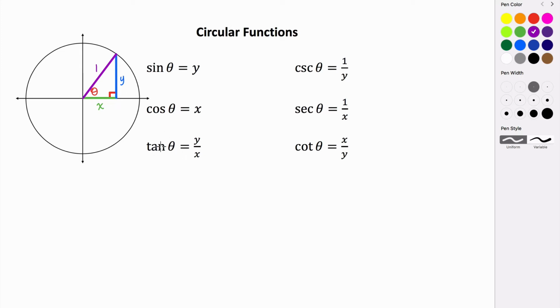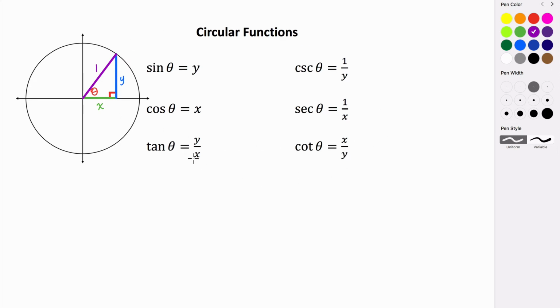We looked at and saw that the tangent is the value of y divided by x, because we know that tangent is the sine divided by the cosine. And then we can also use the values on the unit circle to evaluate the cosecant, secant, and cotangent. The cosecant is just going to be the reciprocal of the y coordinate for our angle on the unit circle. The secant is going to be the reciprocal of the cosine, the x coordinate. And then the cotangent is going to be x divided by y, the x coordinate divided by the y coordinate.